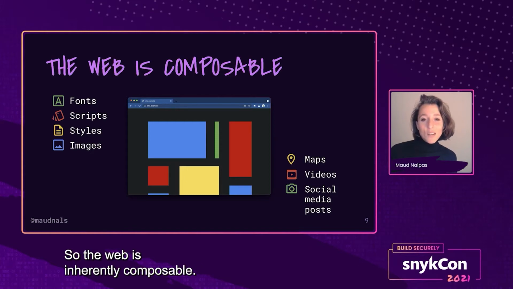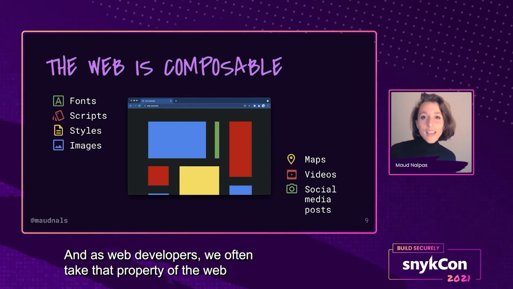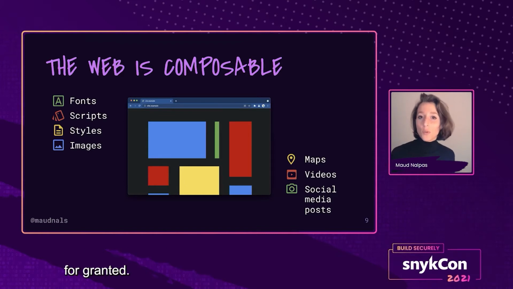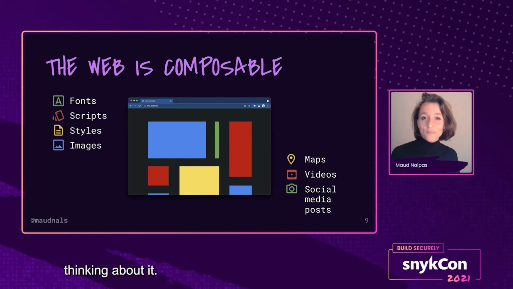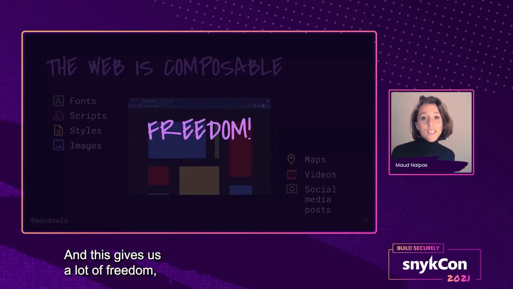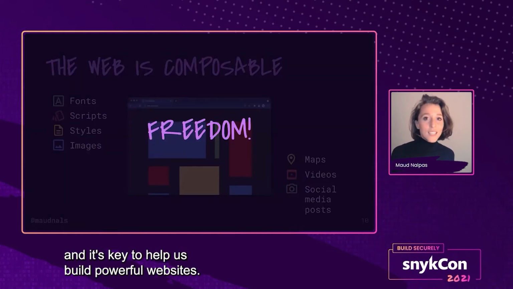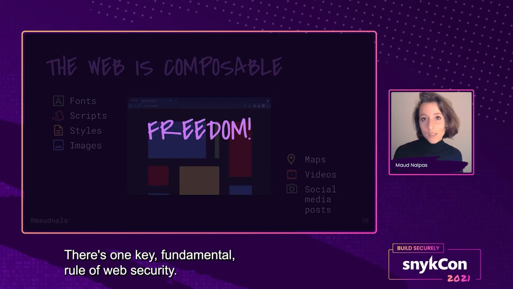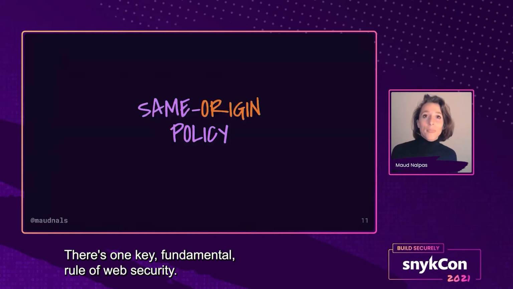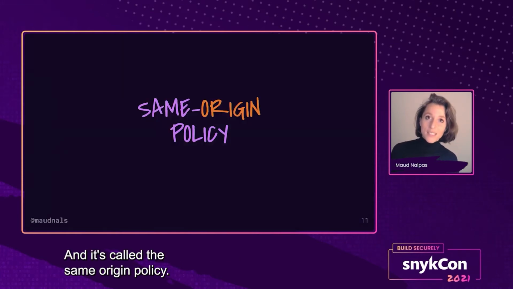So the web is inherently composable. And as web developers, we often take that property of the web for granted, but we use it all the time without necessarily thinking about it. And this gives us a lot of freedom, and it's key to help us build powerful websites. But there's one key fundamental rule of web security, and it's called the same origin policy.